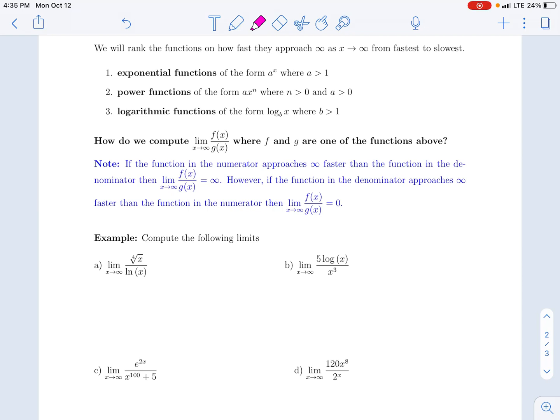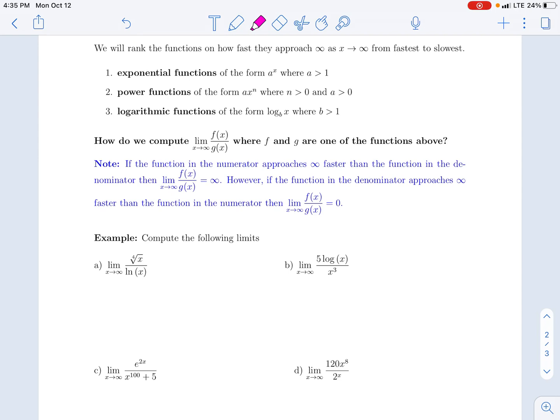And so I ranked them. I said exponential functions of the form a to the x, where a is greater than 1, are the fastest. And then from there, I went power functions of a certain form and then logarithmic functions of a certain form.